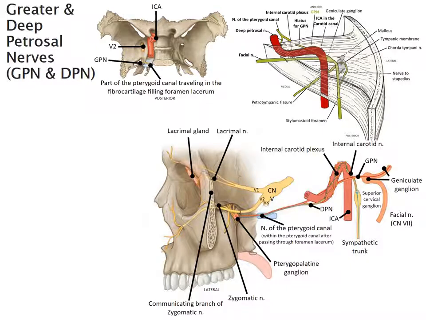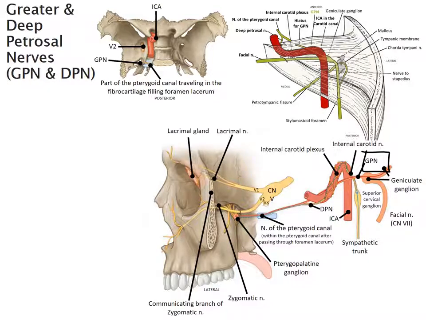As a reminder, the geniculate ganglion houses the cell bodies for taste associated with the facial nerve. The greater petrosal nerve, shown here, originates from the geniculate ganglion and it exits the middle ear cavity via the greater petrosal hiatus. It then slides along the floor of the middle cranial fossa and it exits the middle cranial fossa via the foramen lacerum.